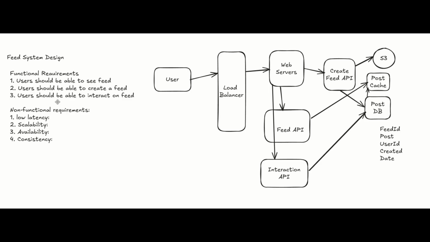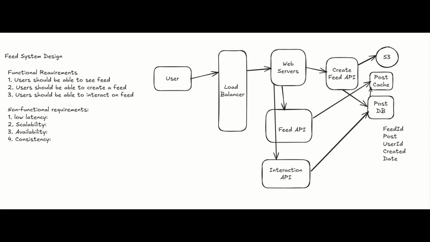In the deep dive, we will focus on the non-functional requirements. How can we retrieve the feed faster, and how can we scale the system in terms of availability and consistency? Our first non-functional requirement is low latency. Basically, we will cover how we can deliver the feed faster and how we can save data into the database faster, and then scalability, availability, and consistency. So first, let's look into low latency.